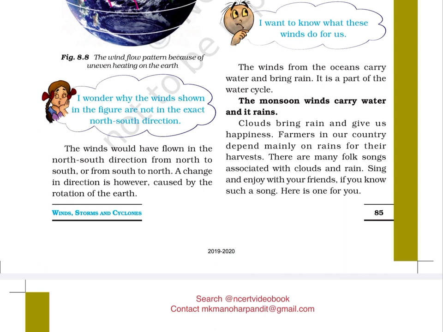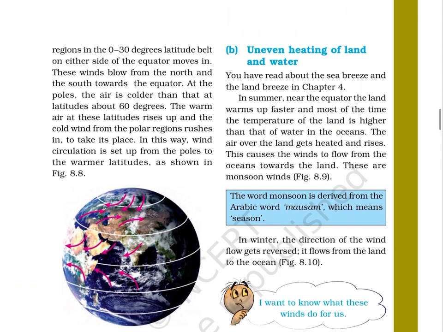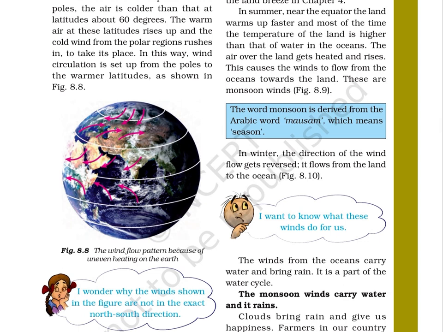B. Uneven heating of land and water. You have read about the sea breeze and the land breeze in Chapter 4. In summer, near the equator, the land warms up faster and most of the time the temperature of land is higher than that of water in the oceans. The air over the land gets heated and rises. This causes the winds to flow from the ocean towards the land. These are monsoon winds, which can be observed in Figure 8.9.